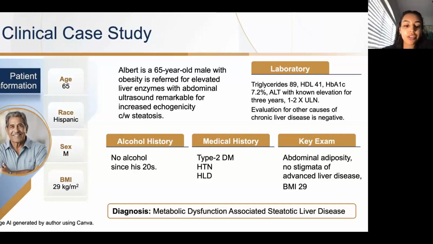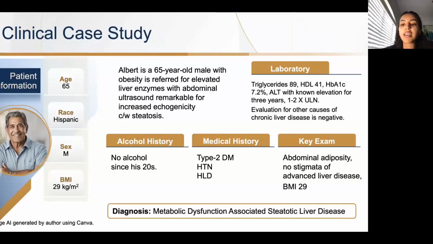So he does not drink alcohol. He's not had alcohol since his 20s. His past medical history includes type 2 diabetes, hypertension, and hyperlipidemia. On exam, we see that he has some abdominal adiposity. Fortunately, no stigma of advanced liver disease. So we don't see any evidence of jaundice. We don't see any spider angiomata. We don't see any ascites.